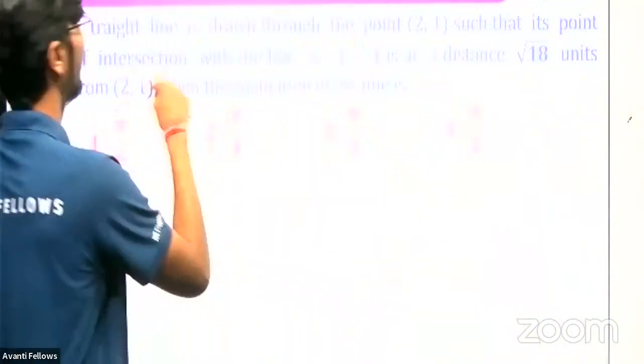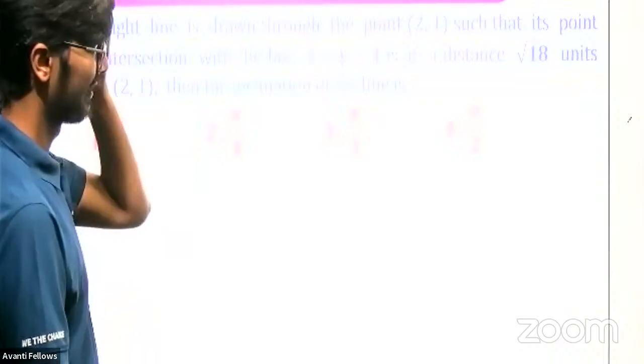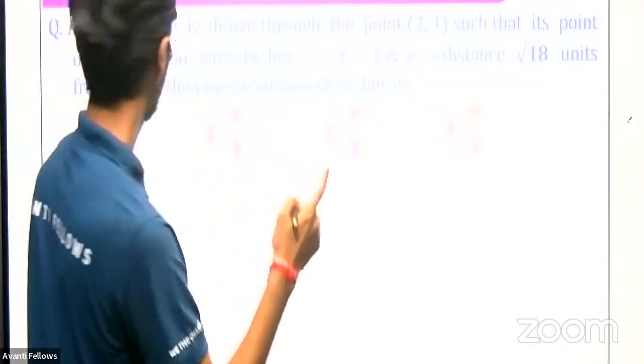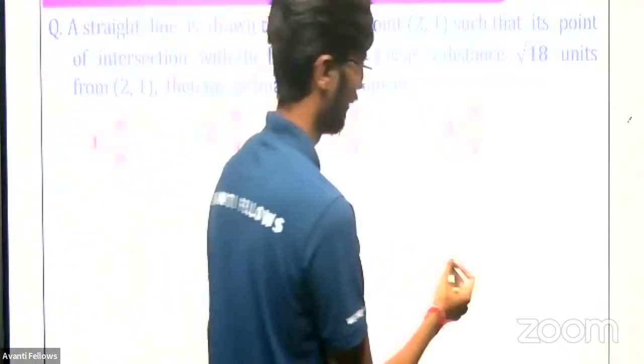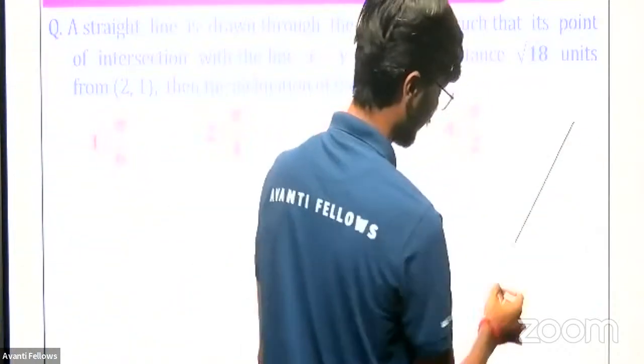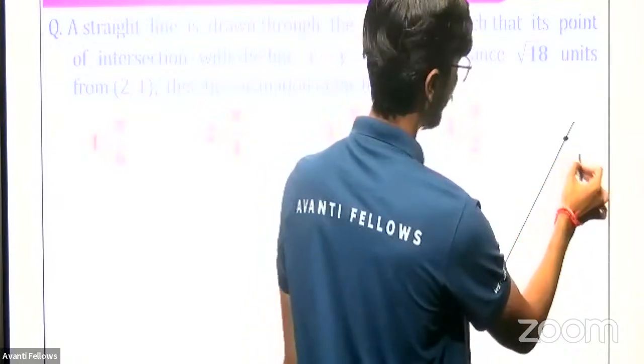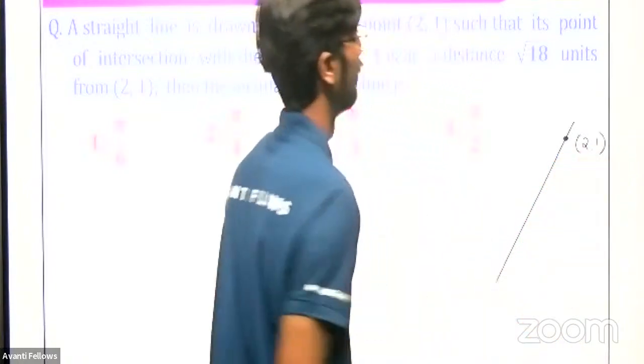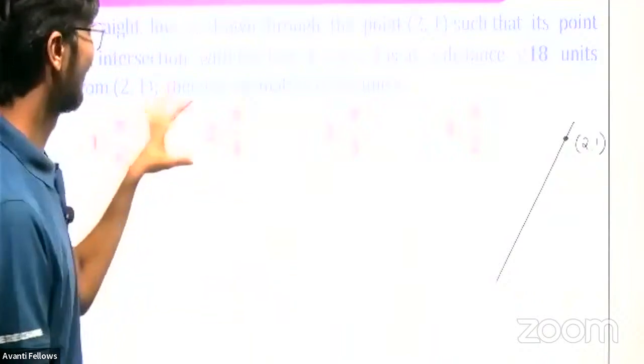So let's again read the question. A straight line is drawn through the point (2, 1) such that its point of intersection with the line. So let's say, where should I make the diagram? Okay, I'll make it here.